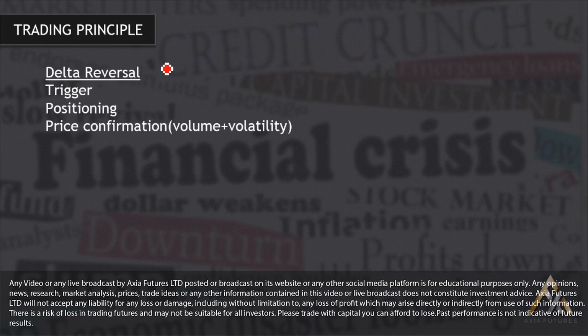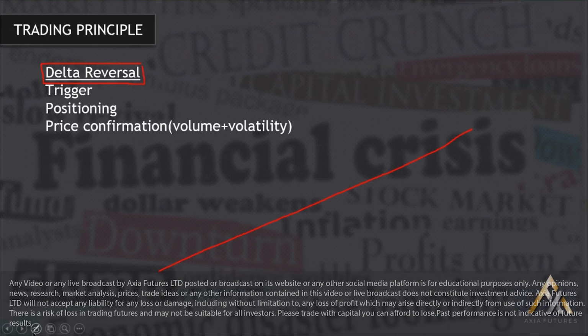So in essence, what we're talking about is this thing called a delta reversal. Okay. Now I'm going to explain this to you with a basic concept. Right, and we're going to bring in this trend line again. So, in essence, what we've seen is this wonderful trend line.